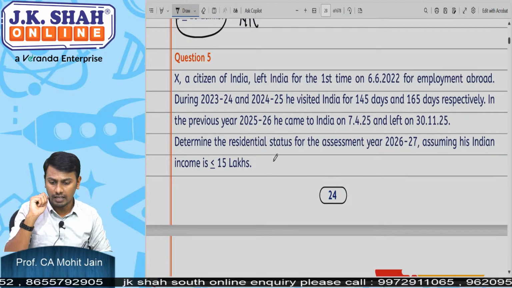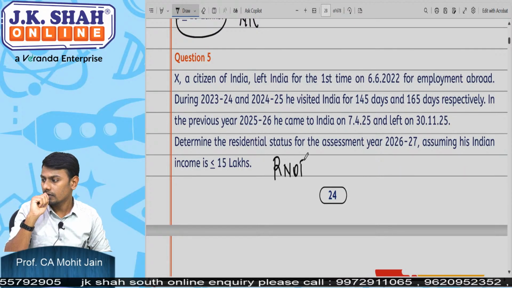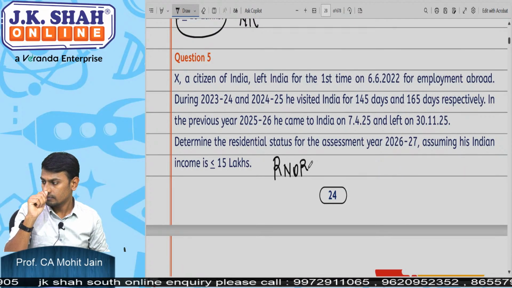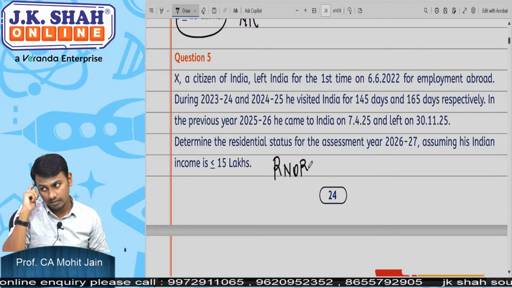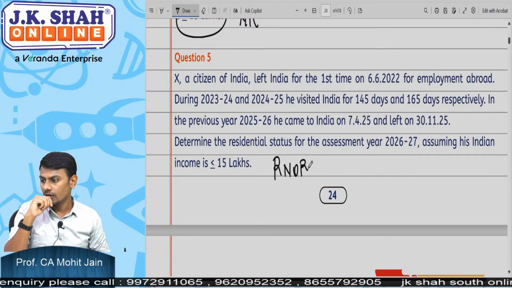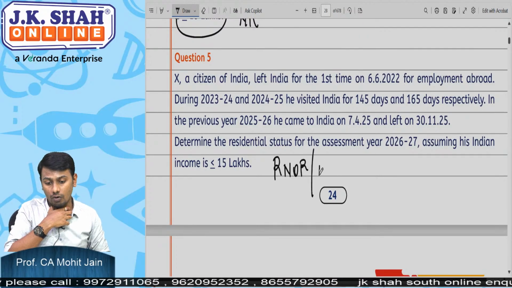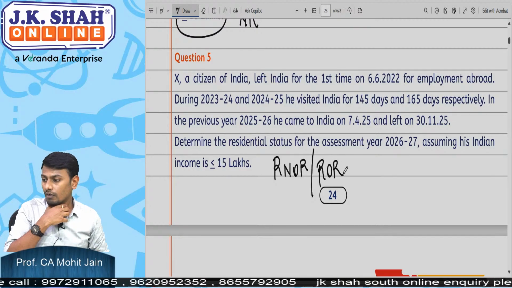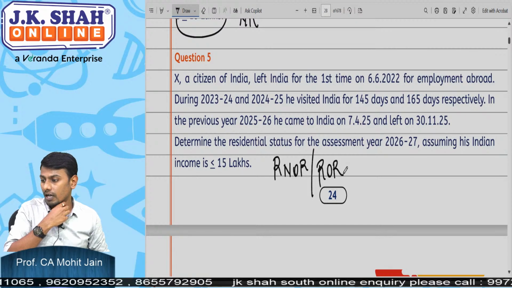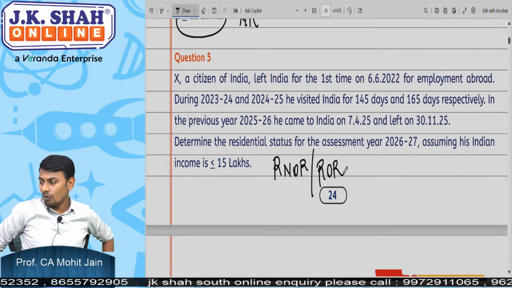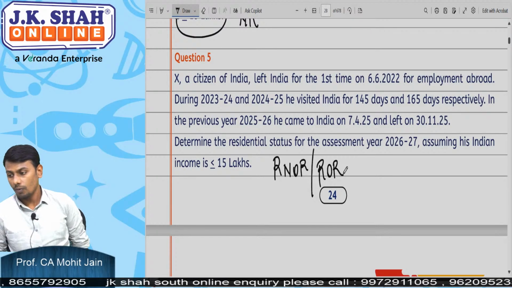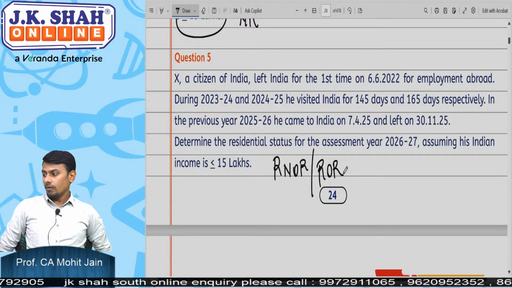Mukesh has given me the answer. Mukesh is saying, sir, it is RNOR. Okay. Sudarshan is also saying RNOR. Ushi is saying ROR. Even Jairam is saying ROR. Guru is also saying ROR. Okay. Many people are saying the answer as ROR.